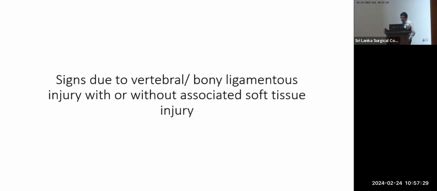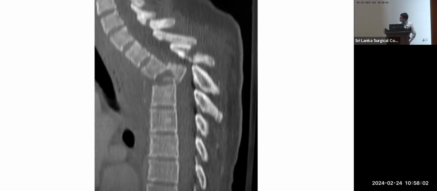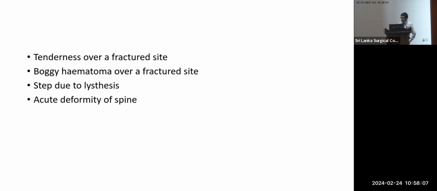So what are the signs that can occur due to vertebral and bony ligamentous injury, with or without associated soft tissue injury? If there's a fracture in a conscious patient, you may feel tenderness over the fractured site. There may be a boggy hematoma over the fractured site. And if there's a spondylolisthesis, where a vertebra has slipped over another one, you will see a step due to the listhesis, or else something like what I showed earlier may cause acute deformity of the spine.